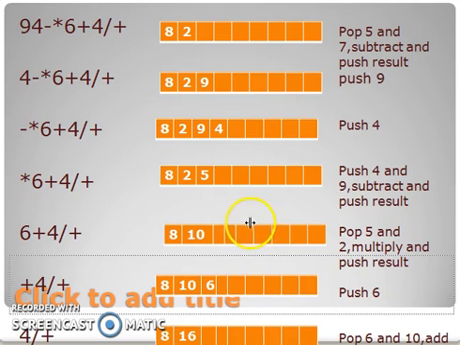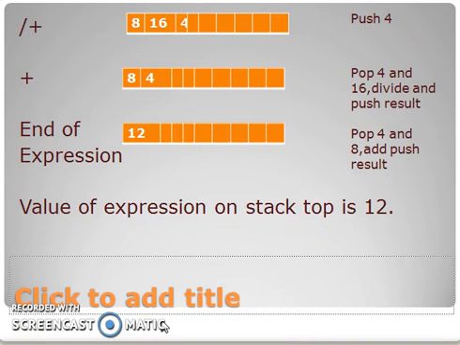And next we pop 5 and 2, multiply and push the result. Push 6, then pop 6 and 10, add, push the result. Now the next operand is 4, so we push it onto the stack. Then pop 4 and 16, divide and push the result. Finally pop 4 and 8 and add, then push the result onto the stack. So the value of the expression on the stack top is 12.